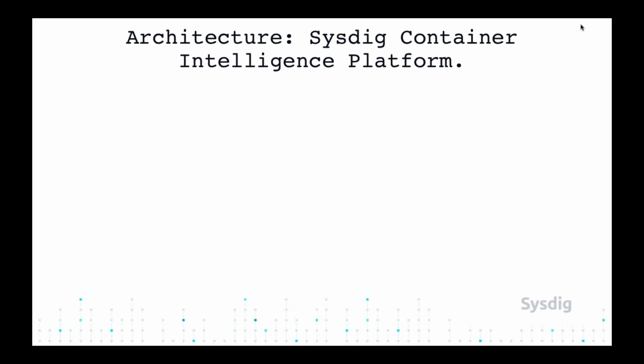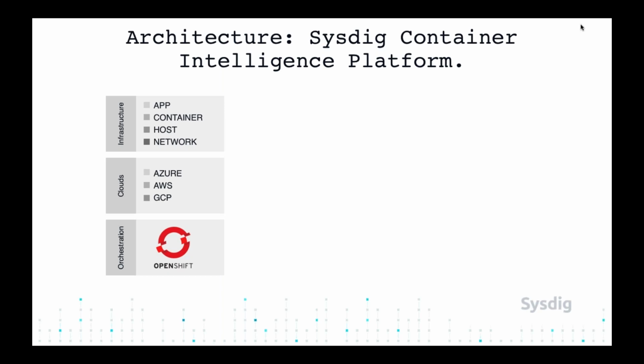Awesome. So let's get started with a quick run through of what Sysdig brings to the table by looking at the architecture of what we call the Sysdig Container Intelligence Platform. We call it that because there is a deep set of information that we gather and collect from everything you're seeing on the left-hand side: the application level, container level, host level, network. If you're running inside clouds, the ability to glean information from those clouds, as well as the tie-in to orchestration and OpenShift with Kubernetes.